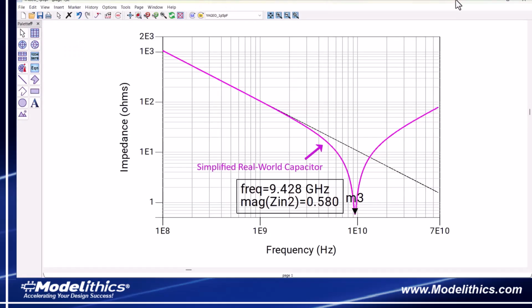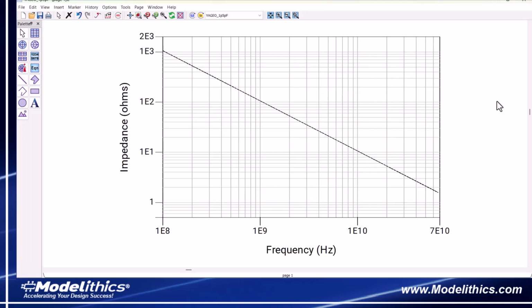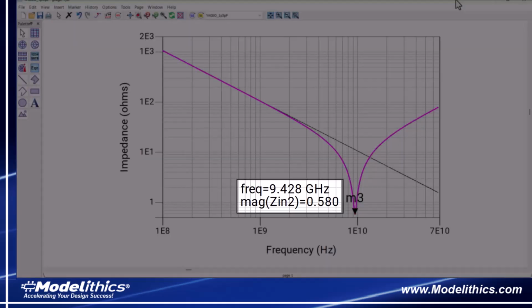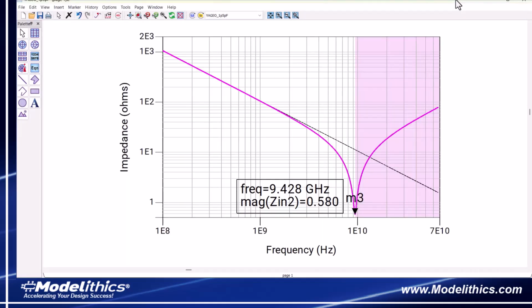The magenta trace here represents the impedance of the simplified real-world capacitor model, while the black trace represents the impedance of the ideal 1.5 picofarad capacitor. In the case of the ideal capacitor, the impedance only decreases as the frequency increases. The real capacitor follows the impedance curve of the ideal capacitor and then deviates. Specifically, the impedance decreases more sharply as it approaches the self-resonant frequency. At the self-resonant frequency, the impedance reaches a minimum value. Above the self-resonant frequency, the impedance increases as the frequency increases.